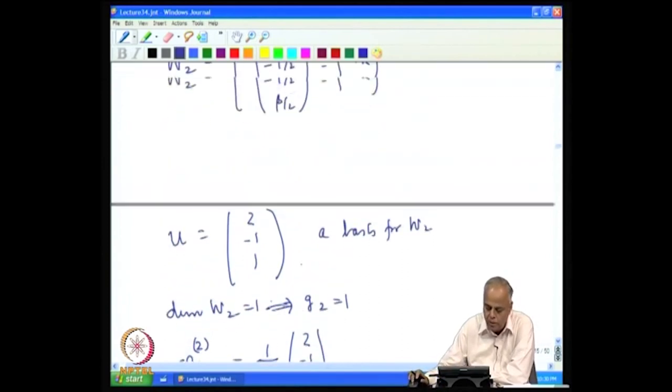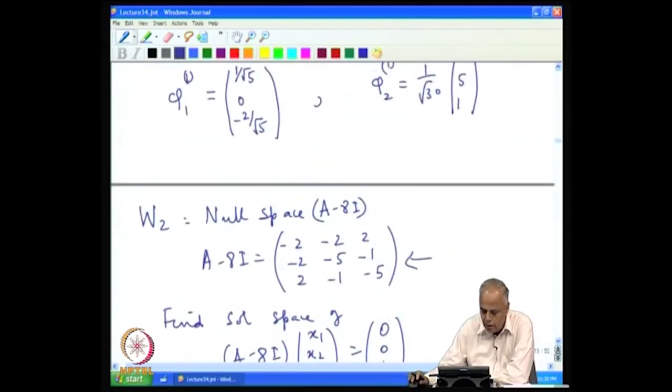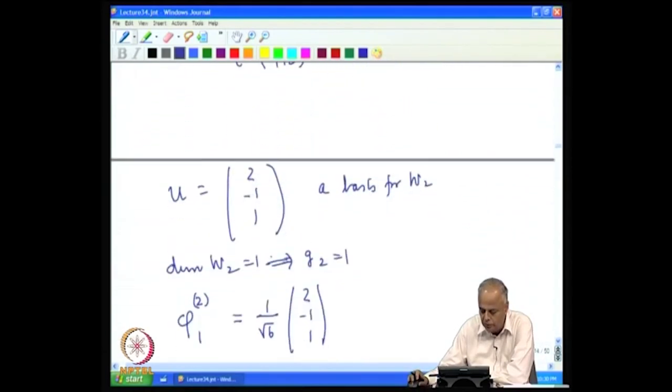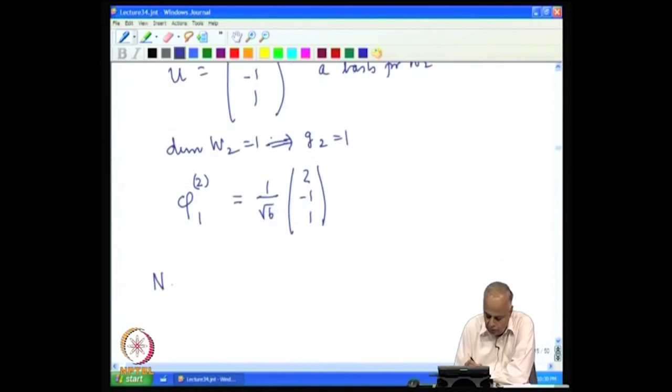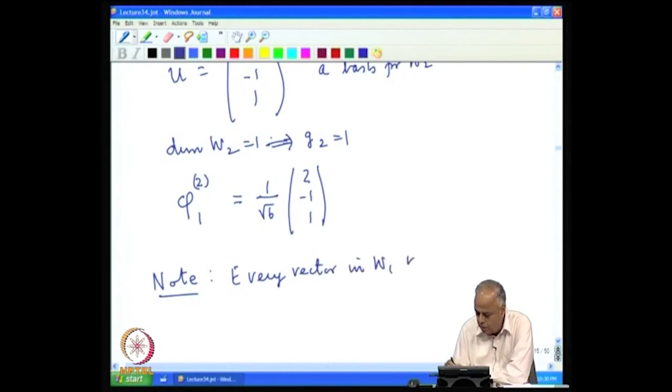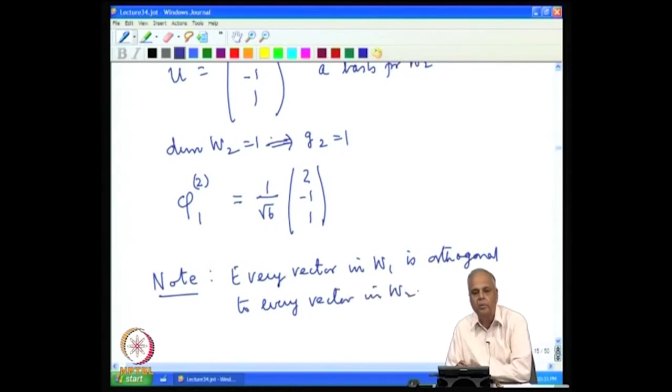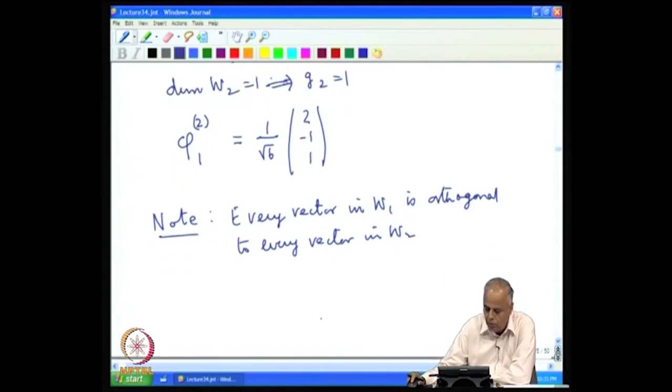Now notice that every vector in W1 is orthogonal to every vector in W2. It is easy to check from the structure of these two spaces that every vector in W1 is orthogonal to every vector in W2. This is the corroboration of the statement that the eigenvectors corresponding to distinct eigenvalues must be orthogonal to each other.